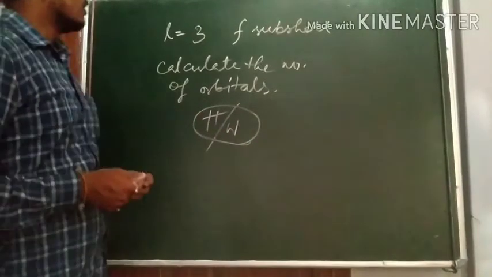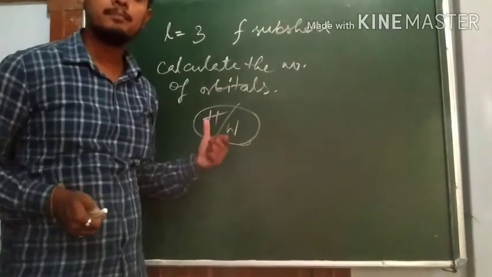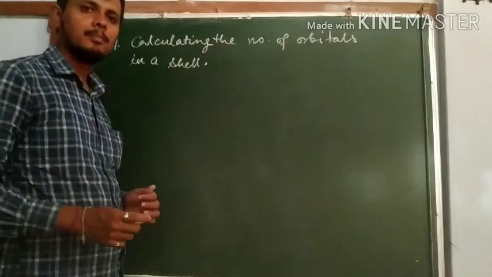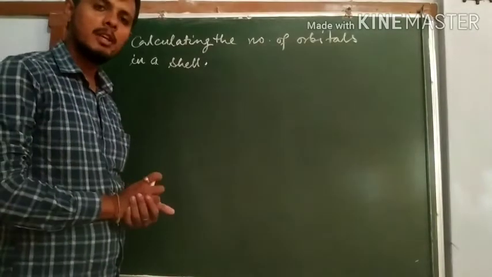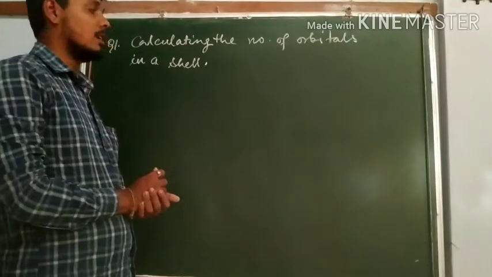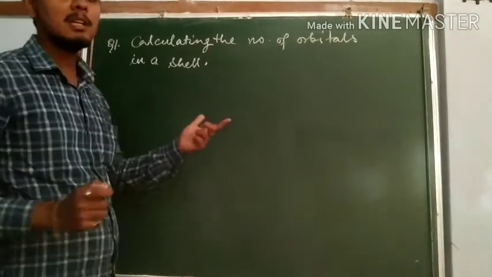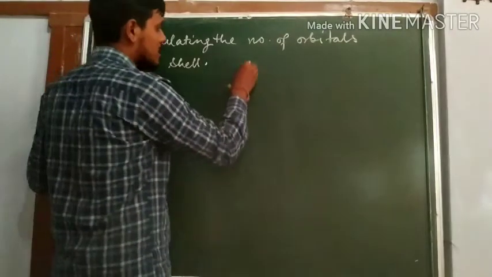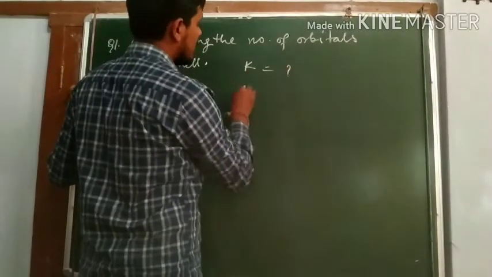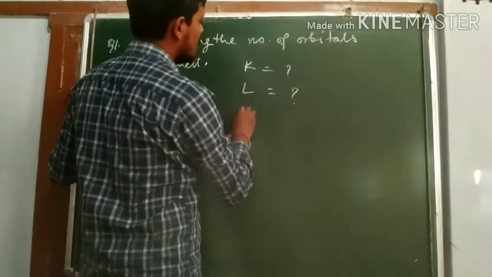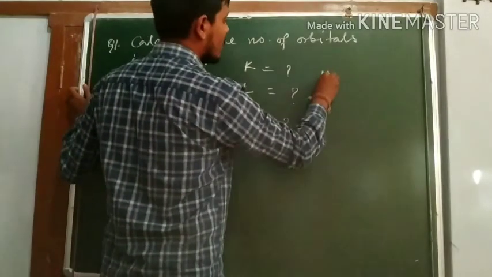Okay. So this question was in JEE Main. One more thing that is important from the entrance exam point of view is to calculate the number of orbitals in a particular shell. So for example, in the K shell how many orbitals are there, in the L shell how many orbitals, in the M shell how many orbitals, in the N shell how many orbitals.